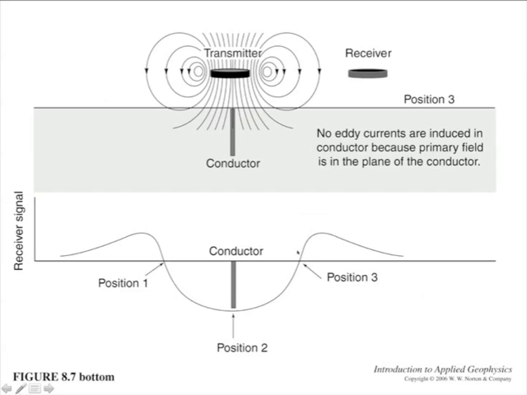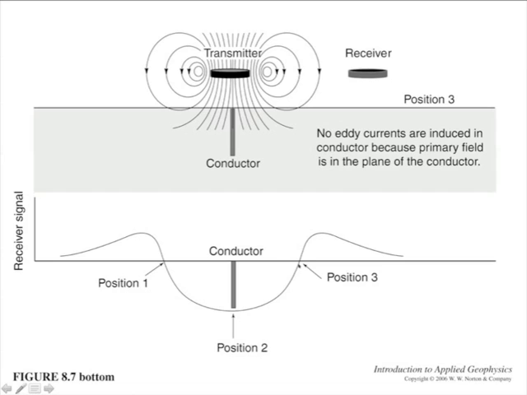And then we get the transmitter directly over the conductor, and here the transmitter lines of magnetic force are going right along that conductive dike, and so they're not inducing any eddy currents. They have to be cutting across the dike. In electromagnetics, kind of as in magnetics, all these vector things are really important, and so directions matter, whether the transmitter and receiver are horizontal or vertical. So the transmitter is putting out lines of force going right along the conductor, no eddy currents. The receiver is not measuring anything at all. So at position one we're measuring zero, and at position three we're also measuring zero.